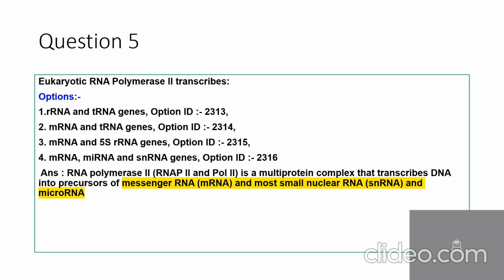Moving to the next question: eukaryotic RNA polymerase 2 transcribes mRNA, siRNA and microRNA. These 3 are transcribed by RNA polymerase 2. Let me know in the comment section which type of genes RNA polymerase 1 transcribes.